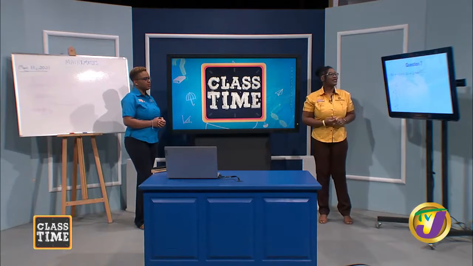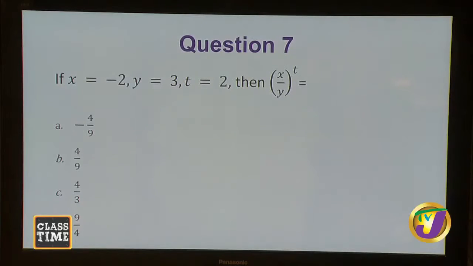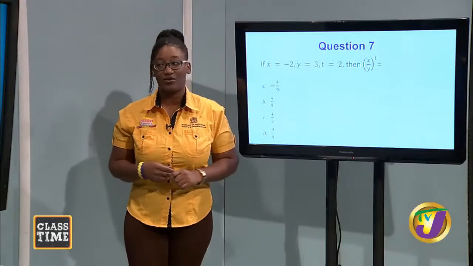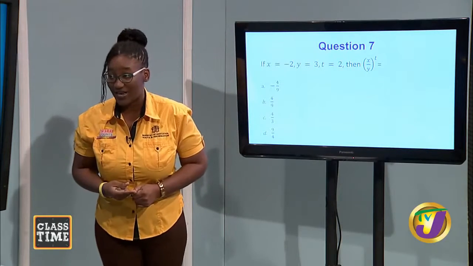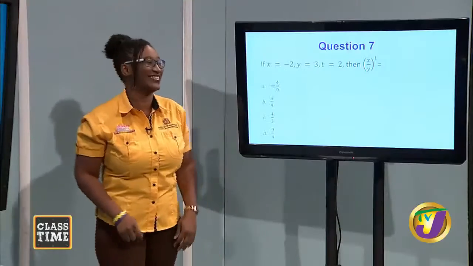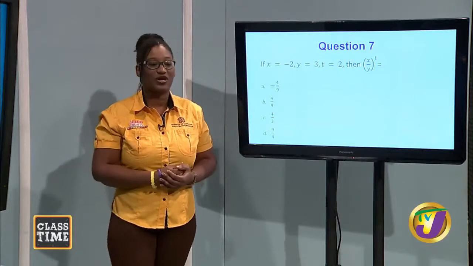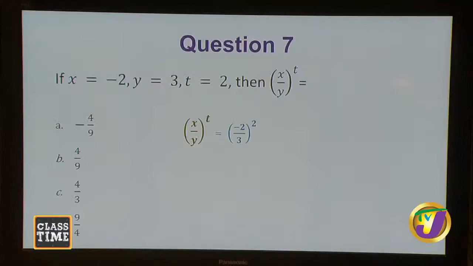All right. Now, this question gave us some values for the variables x, y, and t. X is equal to -1, y is equal to 3, and t is equal to 2. And we're asked for the value of x divided by y, all raised to the power of t. So this is a fairly simple question, so let's do our substitution.